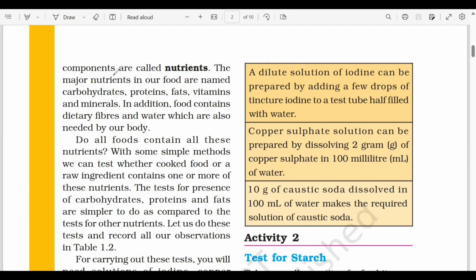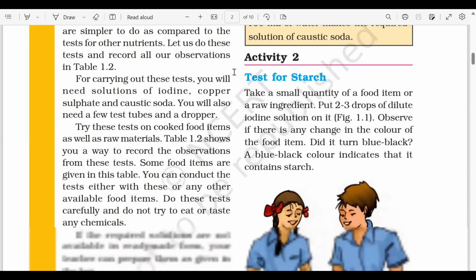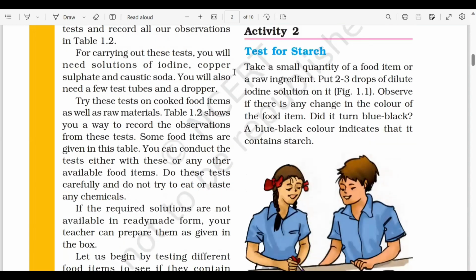So you can carry out these tests. And in order to carry out these tests, of course, we will require some chemicals. So we will be needing some solution of iodine. We will be needing solutions of copper sulfate and caustic soda. So these are the 3 solutions that we are going to need. Apart from that, of course, हमें कुछ food items की ज़रूरत है क्योंकि उनके ऊपर हम ये experiments करने वाले हैं, right? So we will be needing some cooked food items as well.